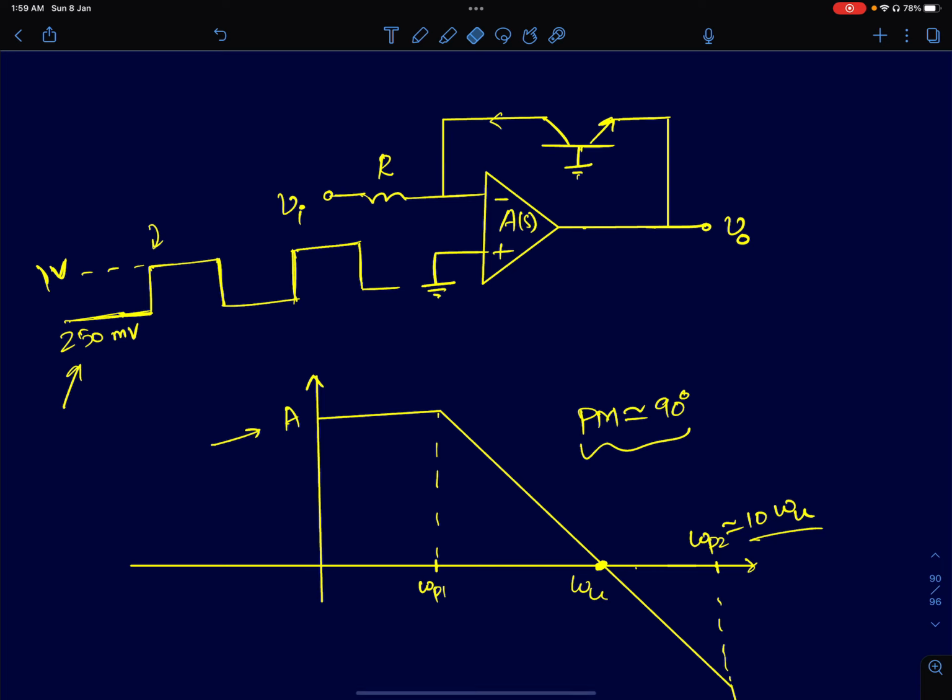So this is a logarithmic amplifier. The input is changing from 250 millivolts to 1 volt, so it's like a 4x change. But since it's a log operation, it's going to be smaller. A logarithmic function is like a compressive function. So it's going to be a smaller change at the output, right?